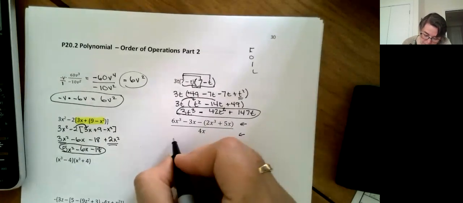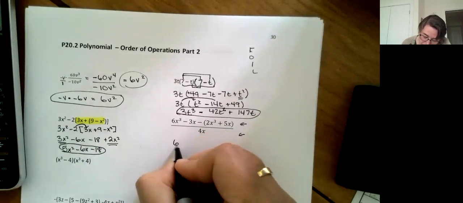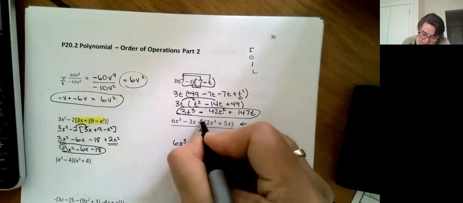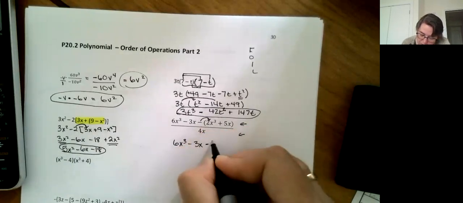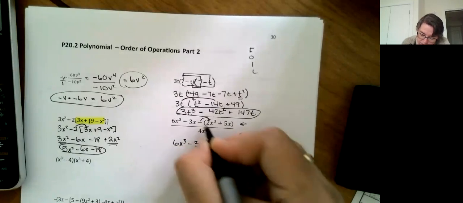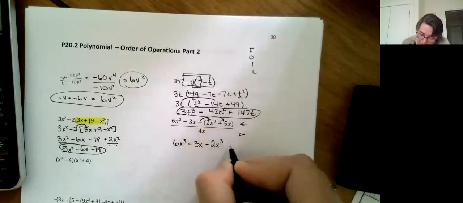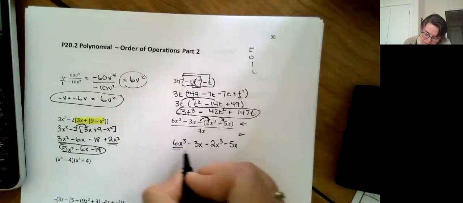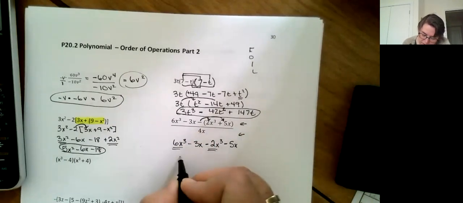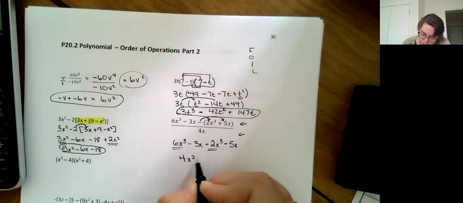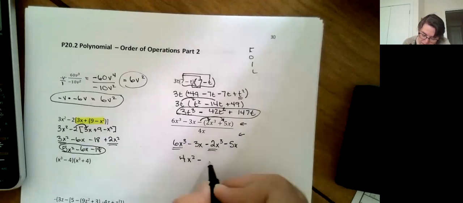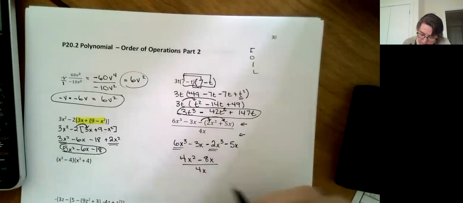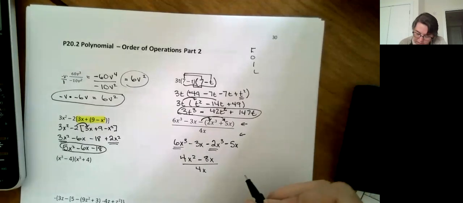So I'm just going to worry about my top line here. So 6x to the 3 minus 3x. Now this negative I'm going to distribute, minus 2x3 minus 5x. So x cubes and x cubes. So 4x cubed minus 3 and 5, 8x, divided by 4x. Now I can do my division.